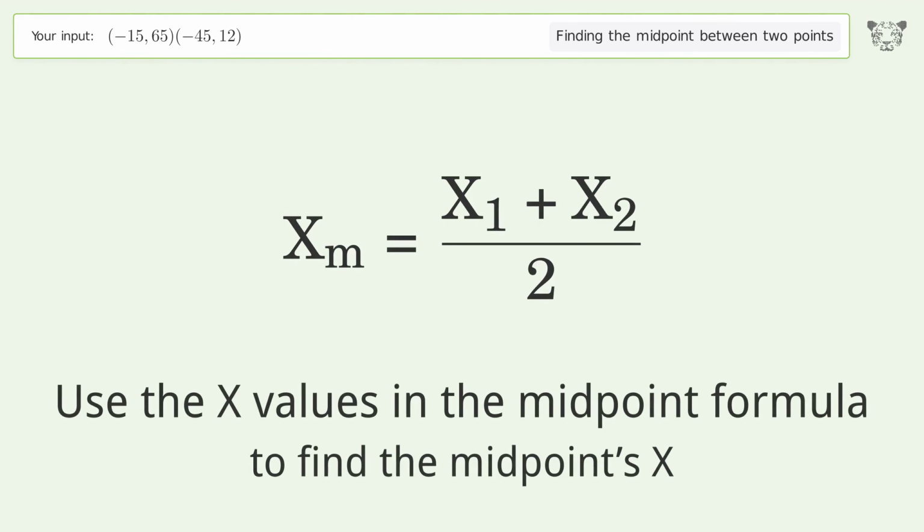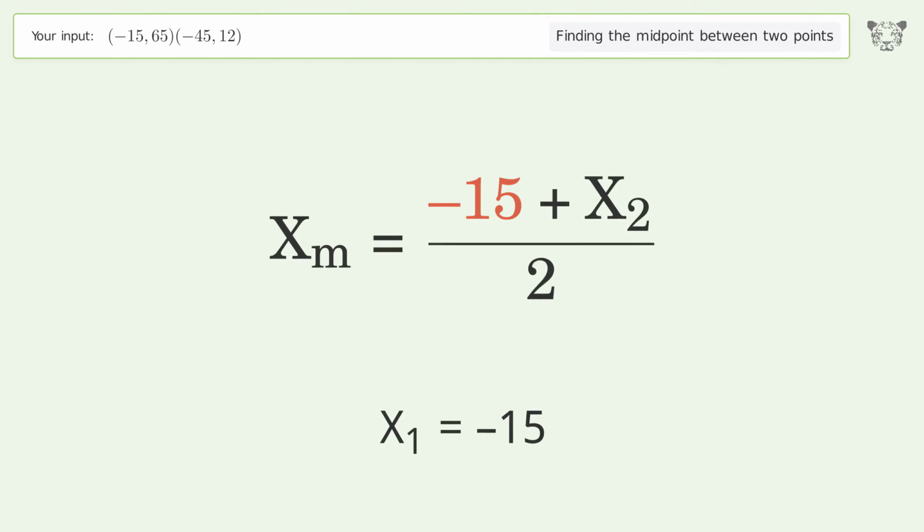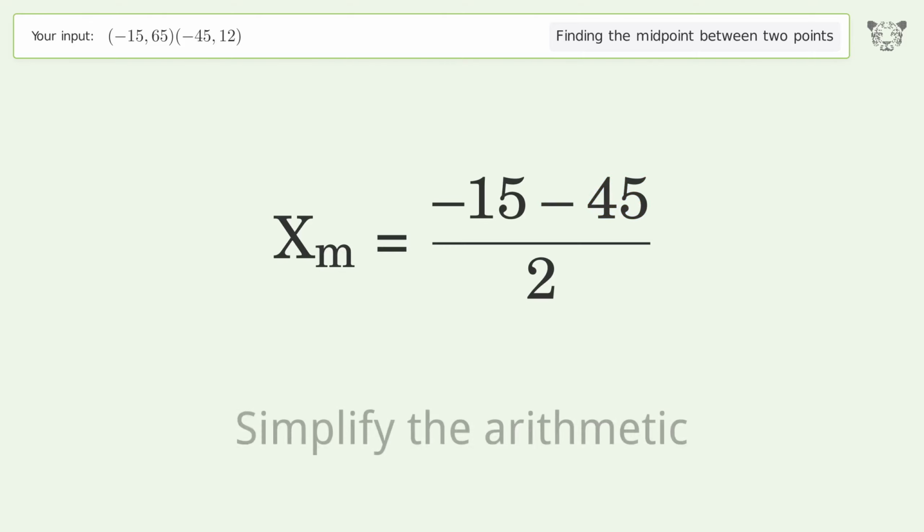Use the x values in the midpoint formula to find the midpoint's x. x1 equals negative 15. x2 equals negative 45. Simplify the arithmetic.